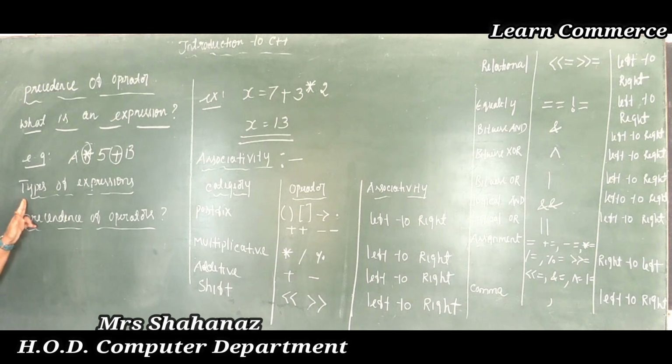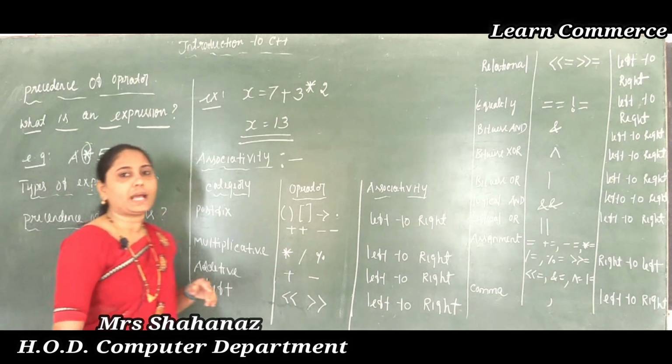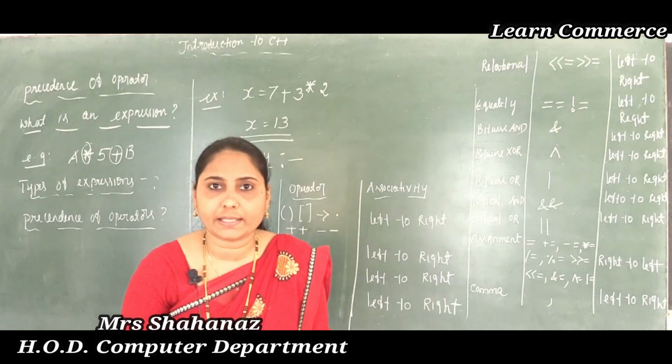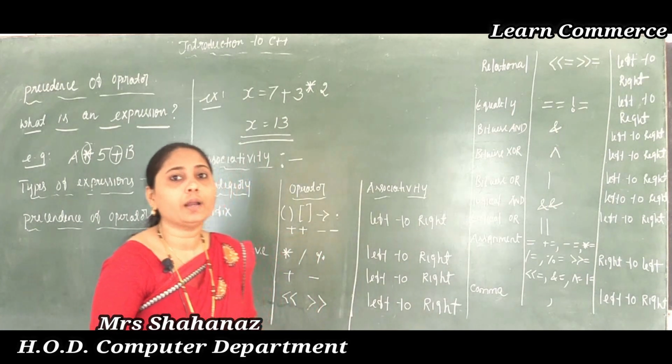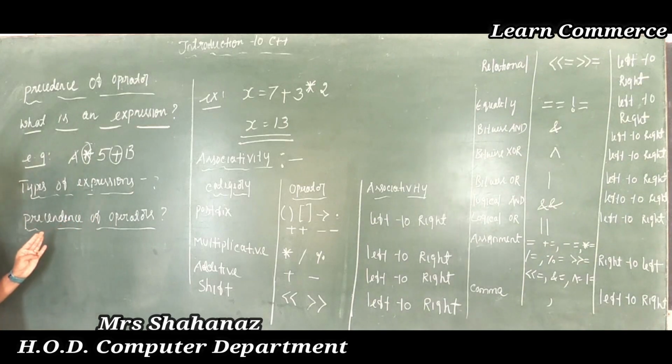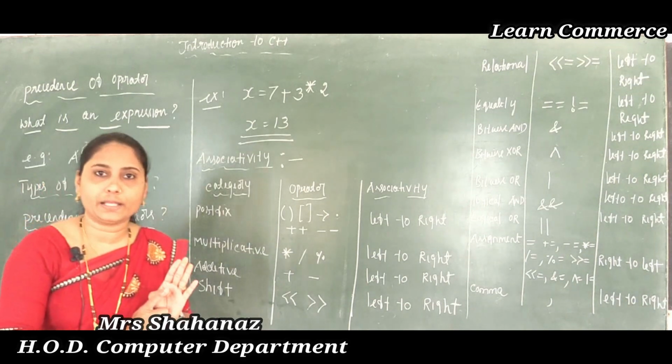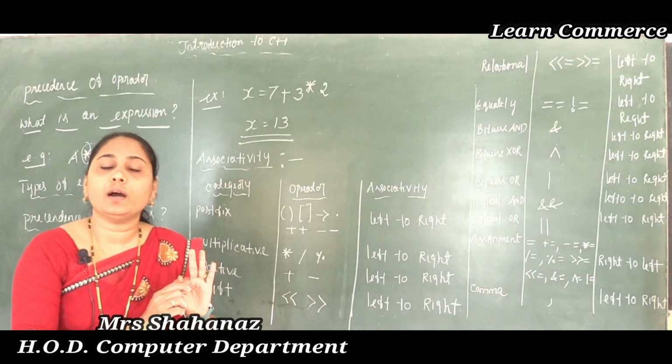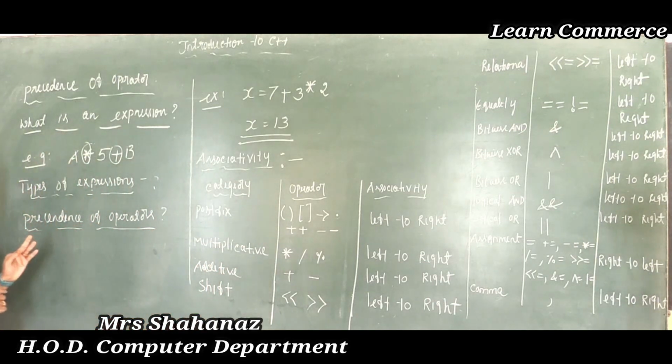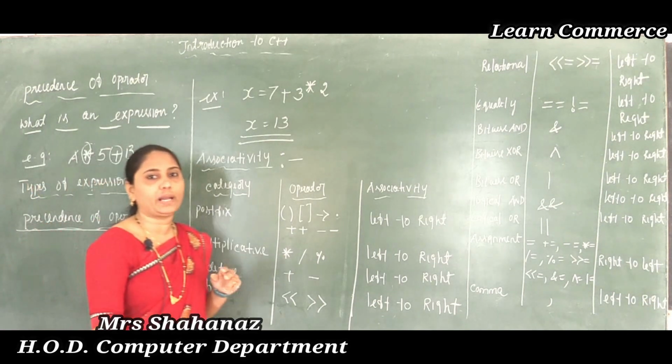Okay, now the types of the expression. So how many types are there in our expressions here? We can say that the types of the expressions are the arithmetic expressions, the relational expressions and the logical expressions. So clear this one? The types of the expression. First one is the arithmetic expression, second one is the relational expression and third one is called the logical expression. Okay, now we completed the meaning as well as the example and also some of the types of the expression. Now let's study a very important concept that is called the precedence of operator.